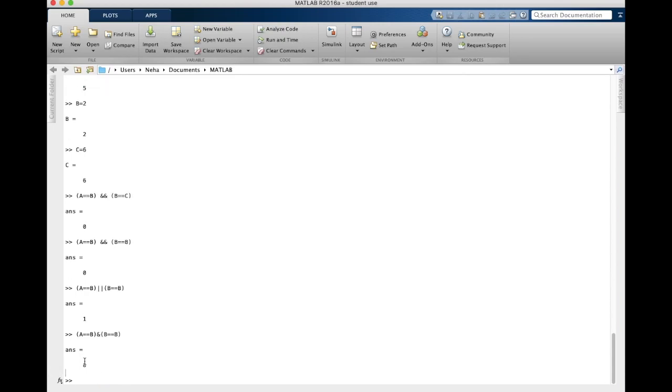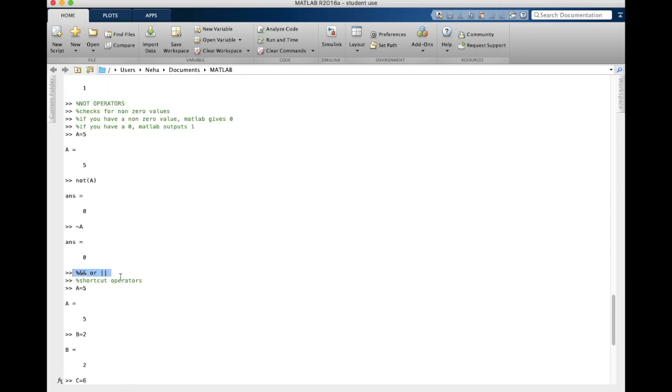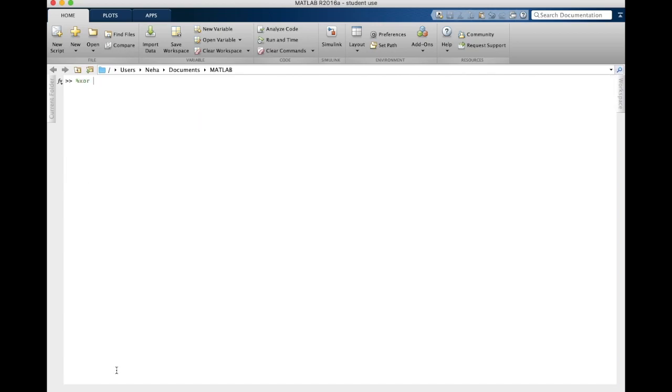I get a 0. These shortcut operators, the double AND and the double OR, are usually used when we have scalar values, just single numbers like A equals 5 and B equals 4, that we're comparing. And when we use the single AND or the single OR operator, that's usually when we have arrays or sets of data. Now let's try using the XOR.